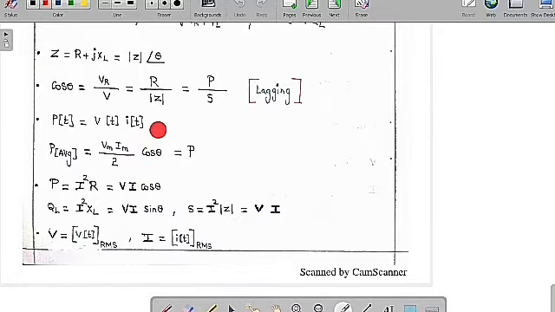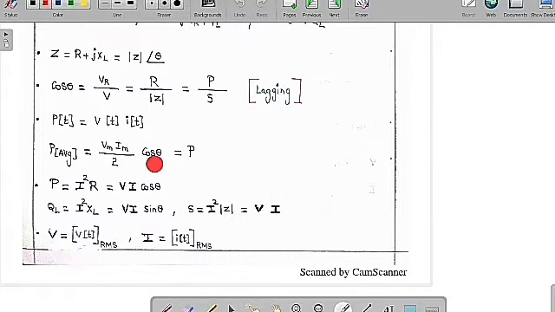If you multiply both the supply voltage and the supply current, you get the expression for the average power, which is Vm Im by 2 into cos theta. We can write this as P average, or simply P. So we can say clearly the average power consumed by the RL load is Vm Im by 2 into cos theta, or simply Vrms into Irms into cos theta.